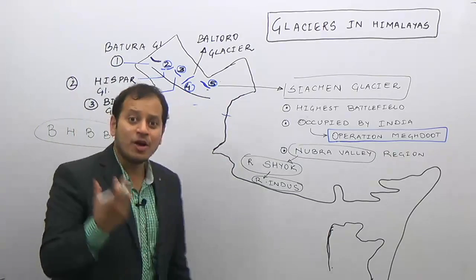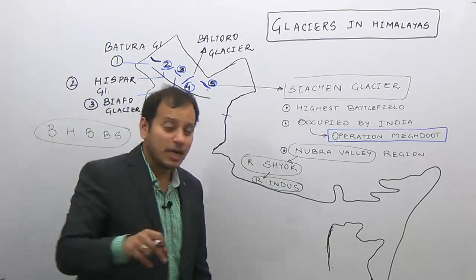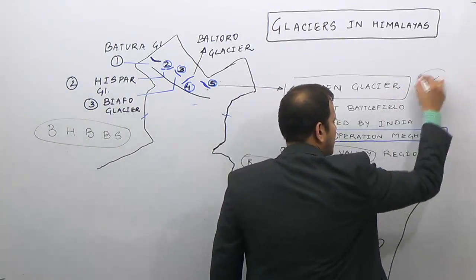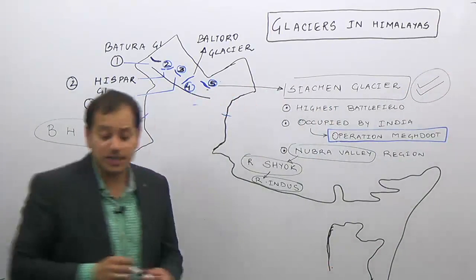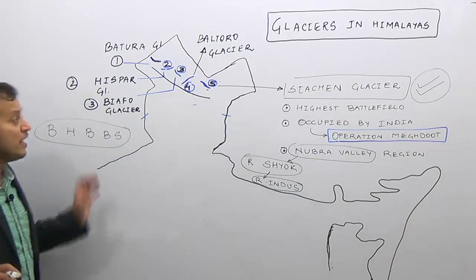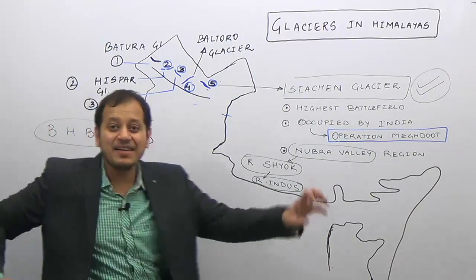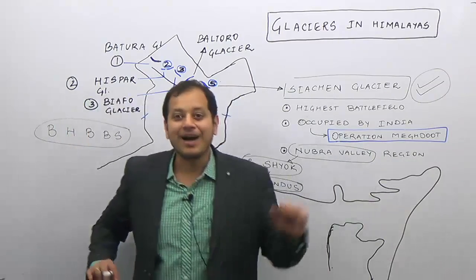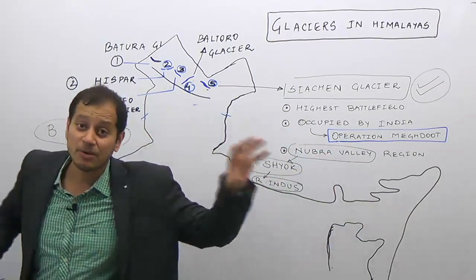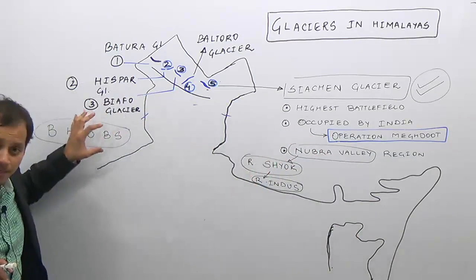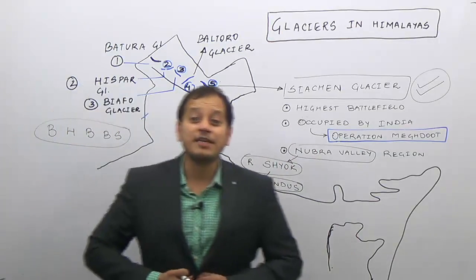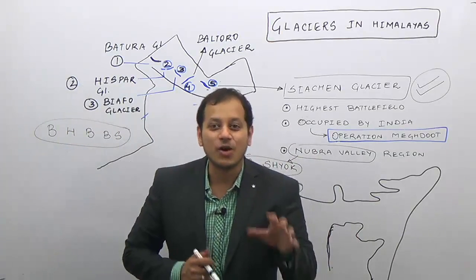Then the second longest glacier in the world outside the polar region is which glacier? It is the Siachen Glacier. Siachen Glacier is the second longest glacier in the world outside the polar region. In fact, the Karakoram ranges has the highest concentration of glaciers outside the polar regions. So the Karakoram ranges are famous for the largest amount of glaciers outside the polar region. And out of which the Siachen Glacier, which is 75 kilometers long, is the longest glacier here.